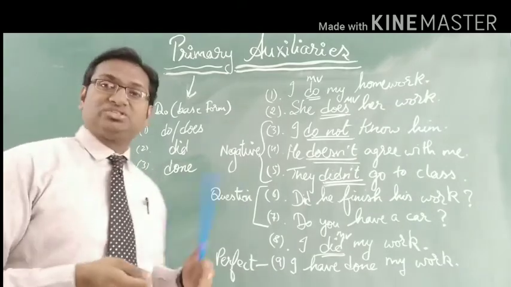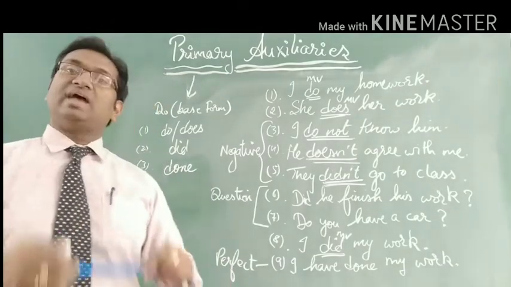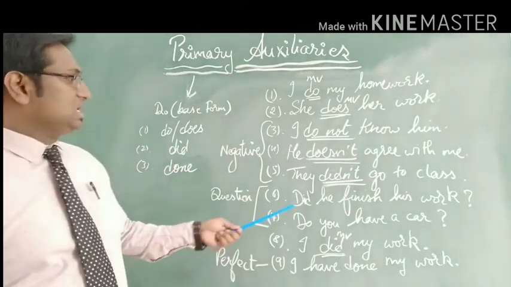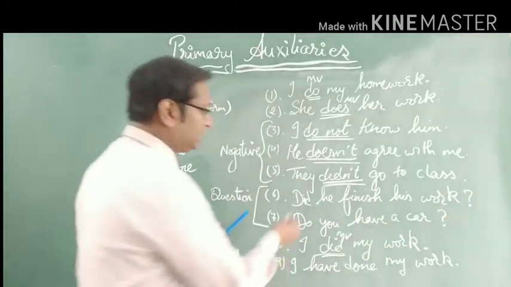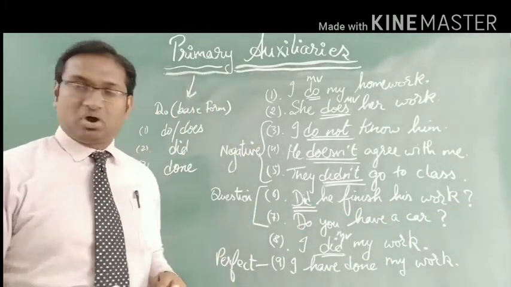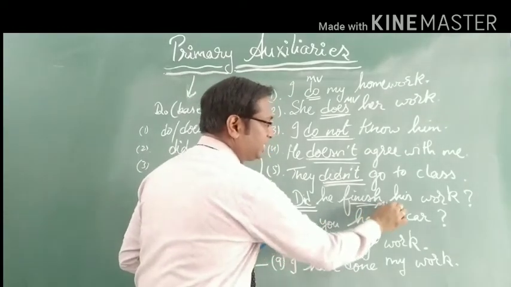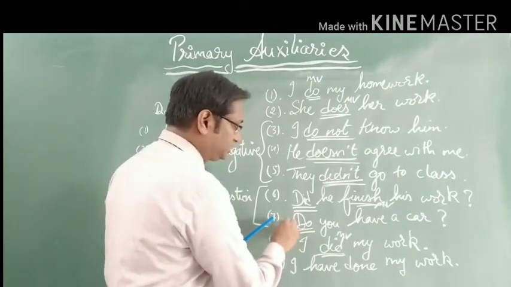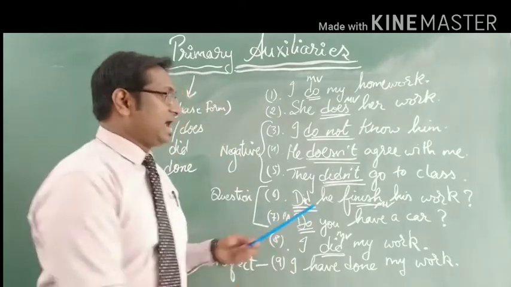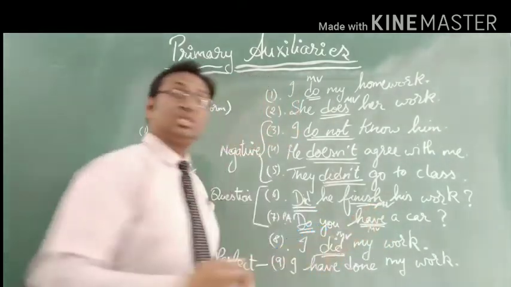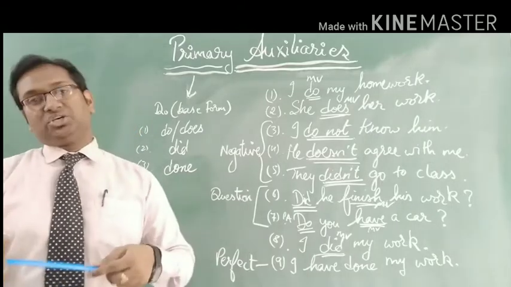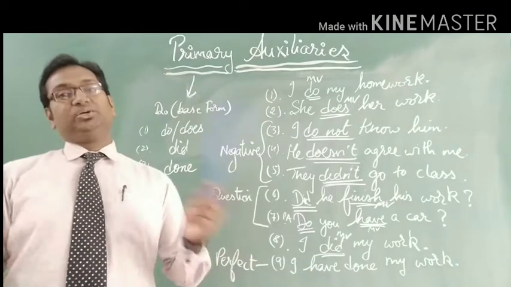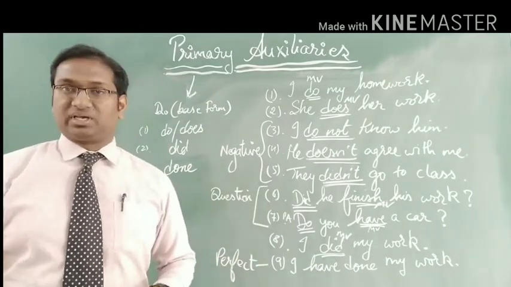Next is your question. Now, do, does, did can change into question, into interrogative also. Examples: did he finish his homework? So, over here, did is your primary auxiliary because finish is your main verb. Next, do you have a car? Now, do is your primary auxiliary and have is your main verb over here. Does she go to school? So like this we can change do, does into negative as well as interrogative.